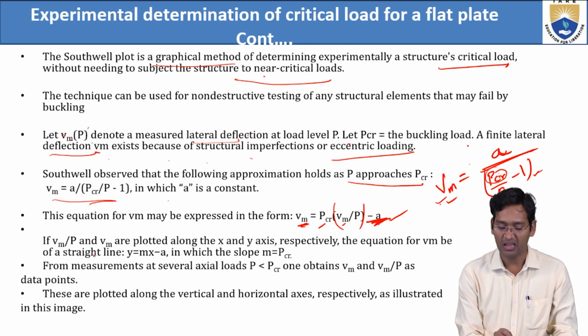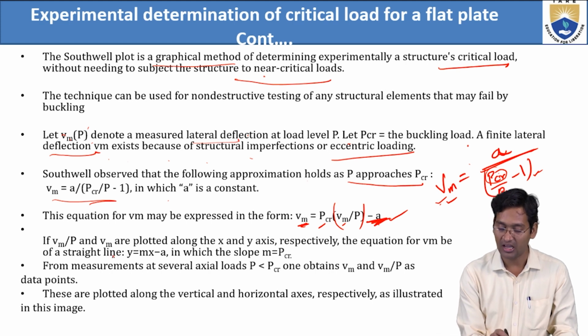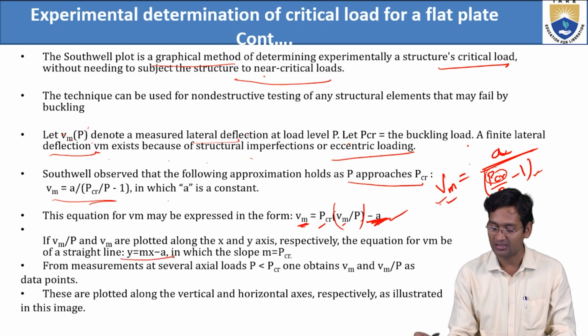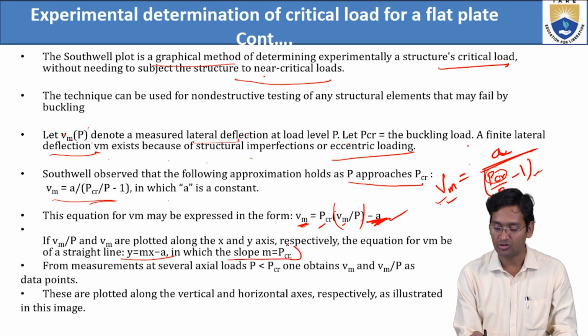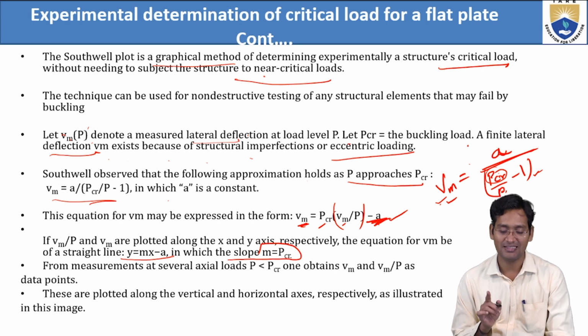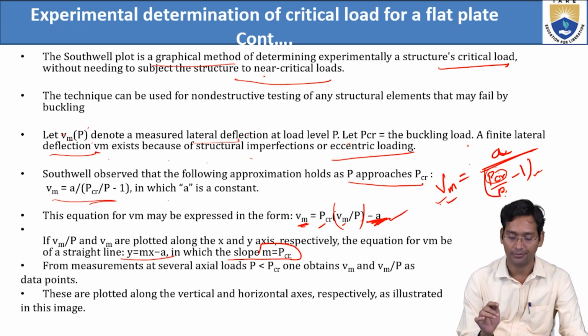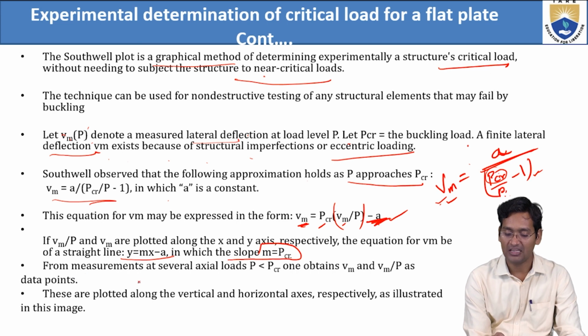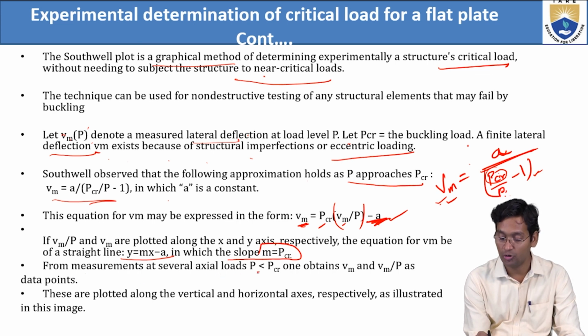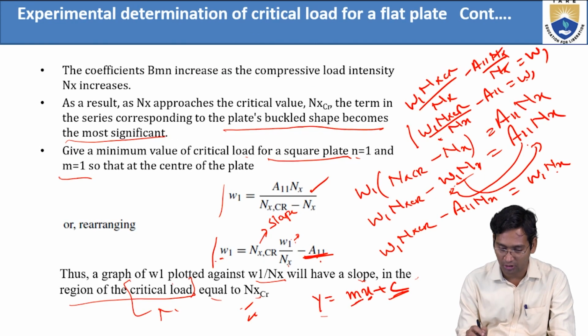So if VM by P and VM are plotted along X and Y axis respectively, the equation for VM becomes the equation of a straight line, y equals mx minus a, in which the slope m equals PCR. So just draw the graph of VM by P versus VM. You will get a straight line, and the slope m will give you PCR. From measurements at several axial loads, P should be less than PCR.